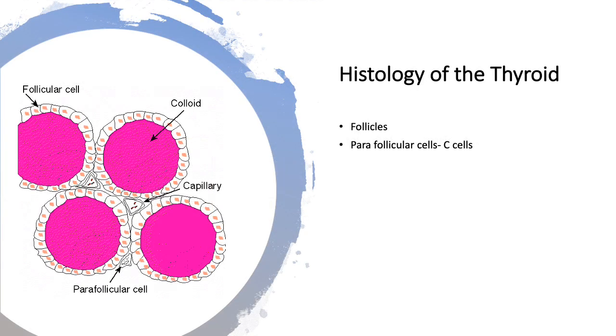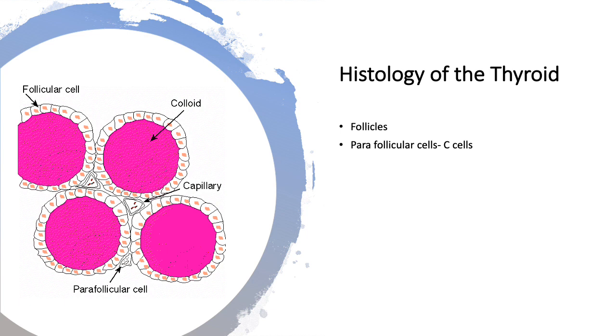A few points about the histology of the thyroid gland. The thyroid gland consists of follicles, and in between the follicles there are parafollicular cells. Follicles consist of follicular cells, and in the center there is colloid. Follicles secrete thyroxine, and the thyroxine is stored within the colloid. The thyroid gland is the only endocrine gland that stores the hormone outside the cells.